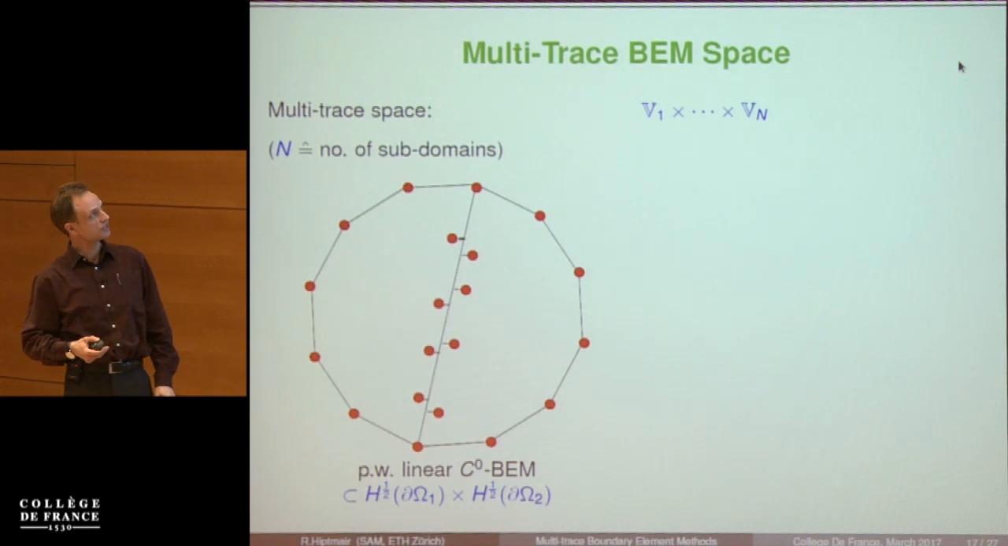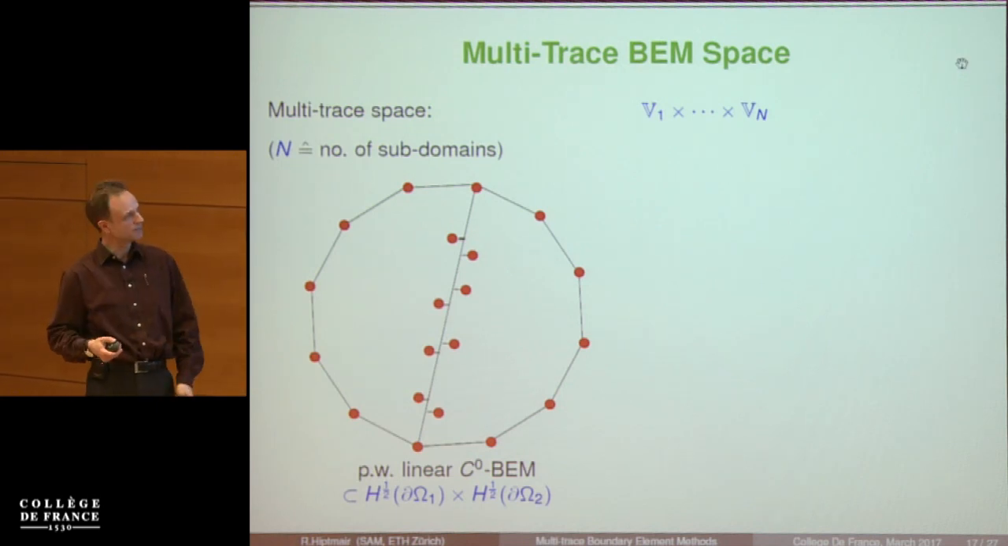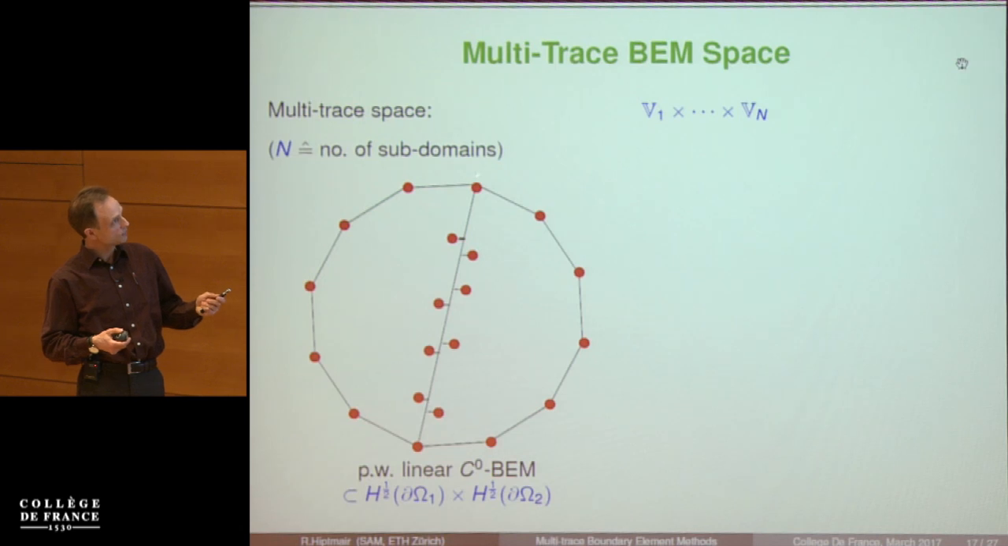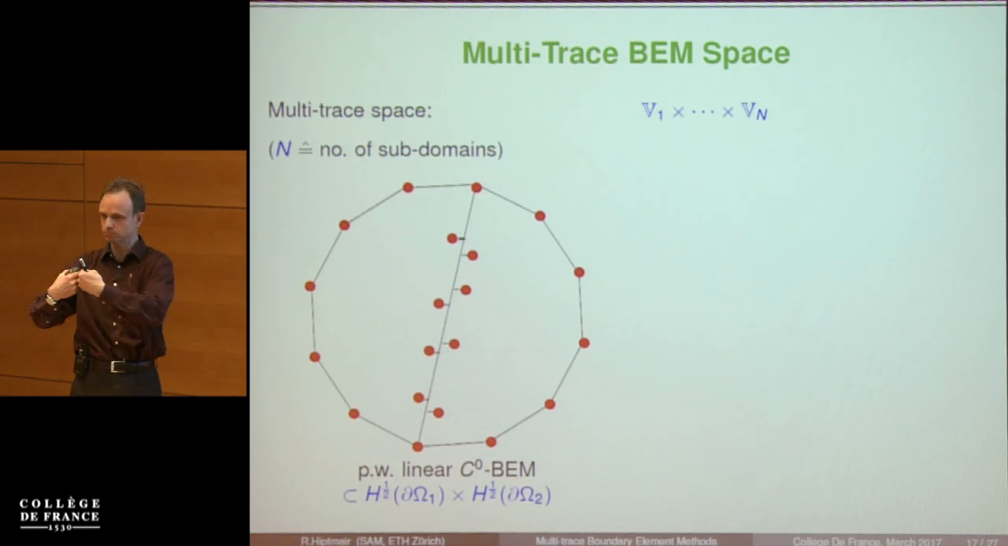And when you discretize, now again I would like to switch to a discrete picture, then what you do is you first think that these two halves of the disk in this setting are separate. You separately mesh them, you introduce, say, piecewise linear continuous functions on both, and then put them together. And this is the boundary element space for this multitrace formulation.